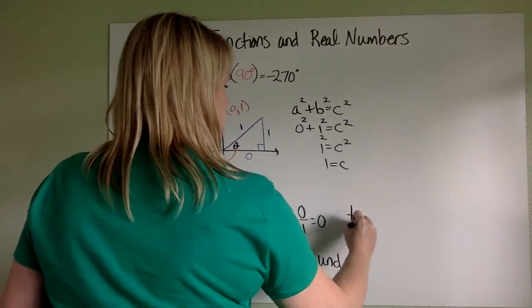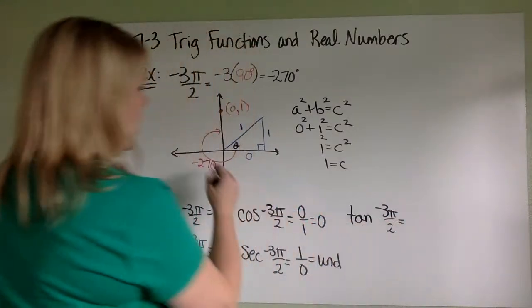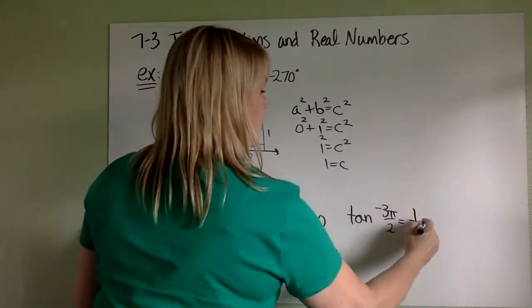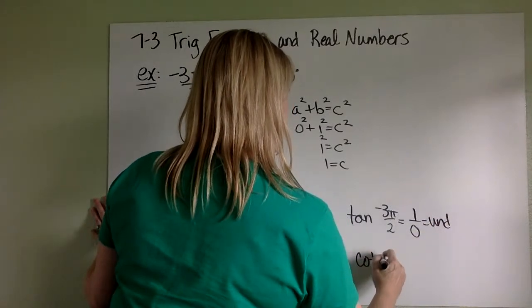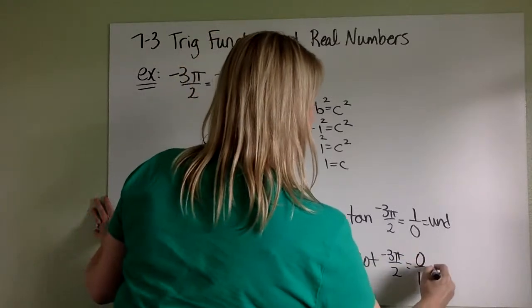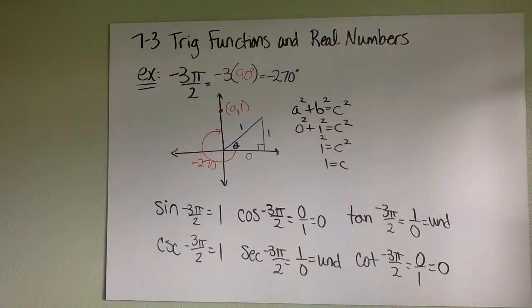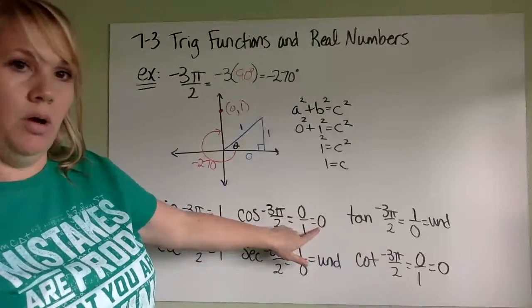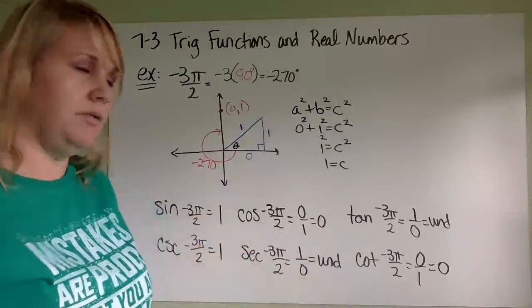So then the tangent, opposite over adjacent would be 1 over 0, so again, undefined. And then the cotangent would be 0 over 1, so 0. So 0 divided by 1 is 0. 1 divided by 0, undefined, cannot divide by 0.